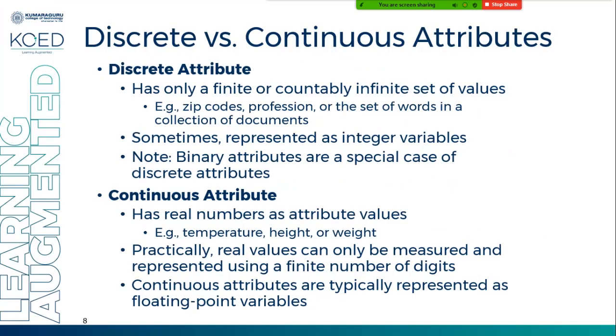Next, in a broad category, we have discrete attributes and continuous attributes. A discrete attribute contains a finite or countably infinite set of values. For example, zip codes of a particular country, professions, or the set of words in a collection of documents come under discrete attributes. They are represented by integer variables. Binary attributes are a special case of discrete attributes.